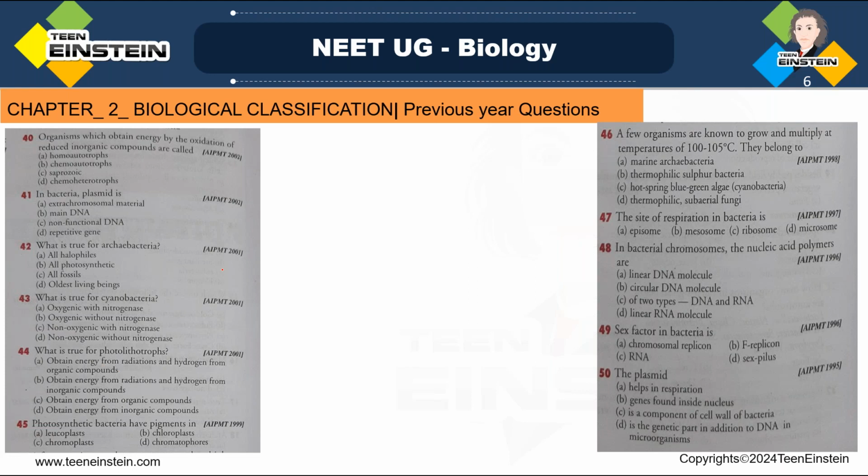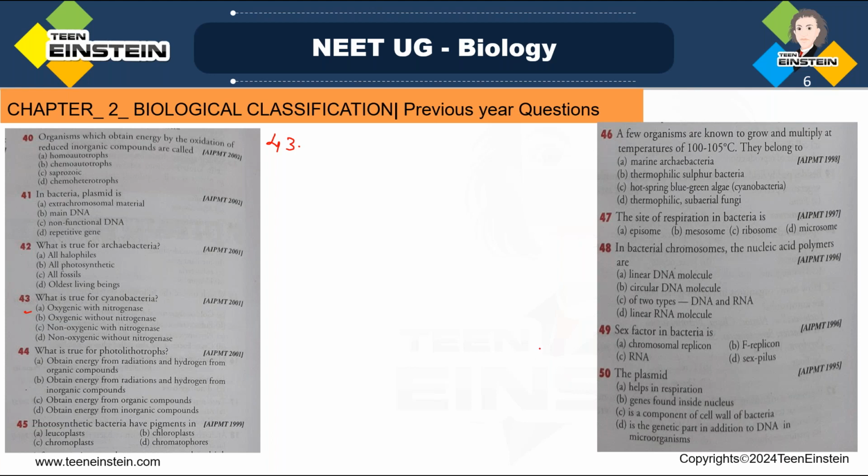So let's start with question number 43. Up to that we have already done. In this question, we are asked what is true for cyanobacteria. The options are oxygenic with nitrogenase, oxygenic without nitrogenase, non-oxygenic with nitrogenase, and non-oxygenic without nitrogenase. So here we should know what cyanobacteria is.